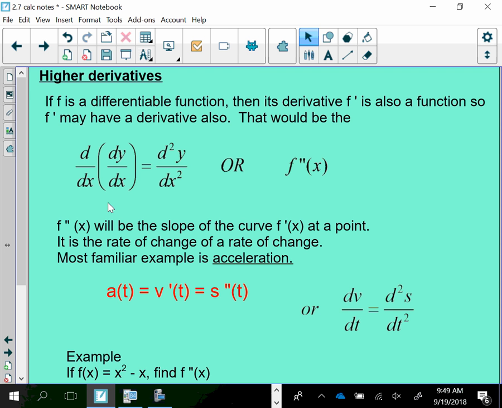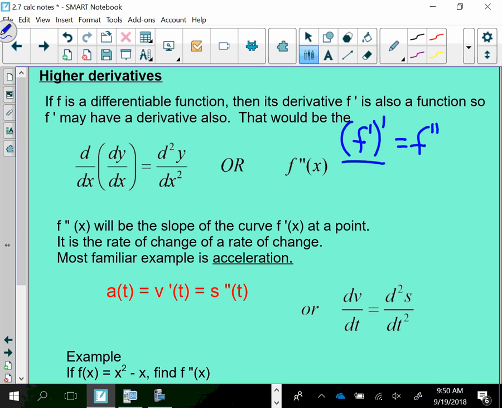There is a derivative. It is continuous, that is implied. Okay, then its derivative f prime is also a function, so f prime may have a derivative also. So what would you call the derivative of the derivative, do you suppose? That's how you write it, otherwise known as this. It's called the second derivative. The derivative of the derivative is the second derivative.